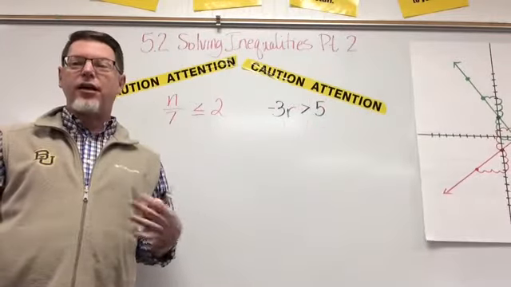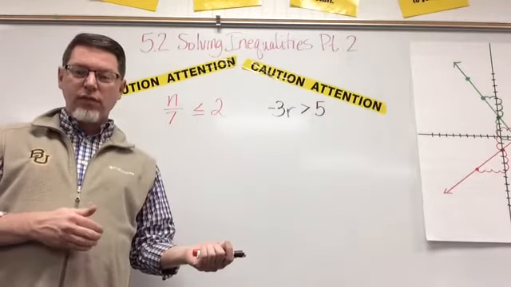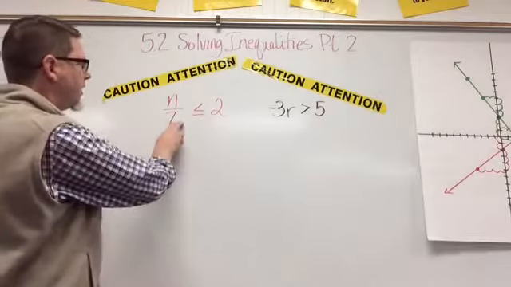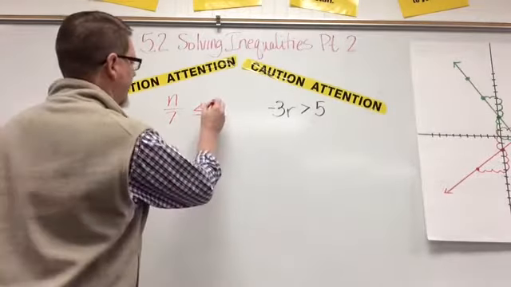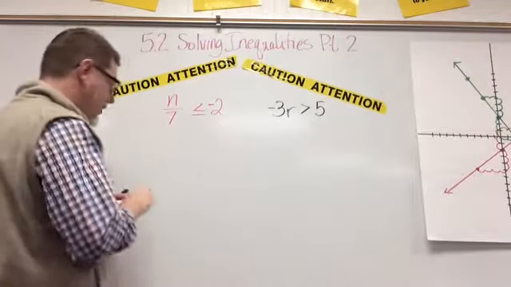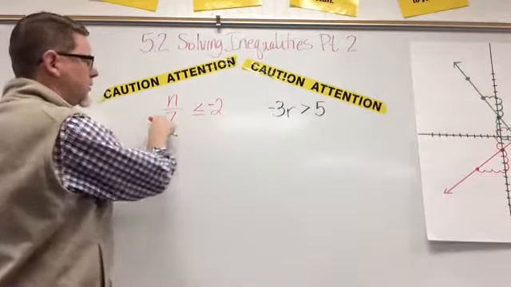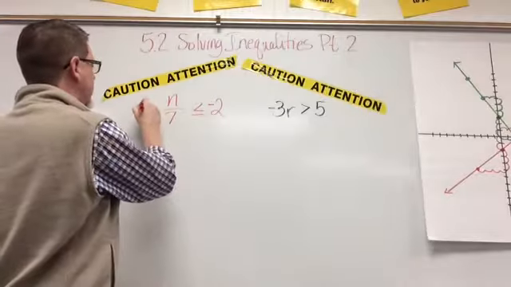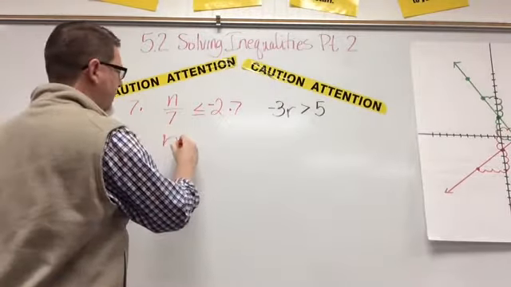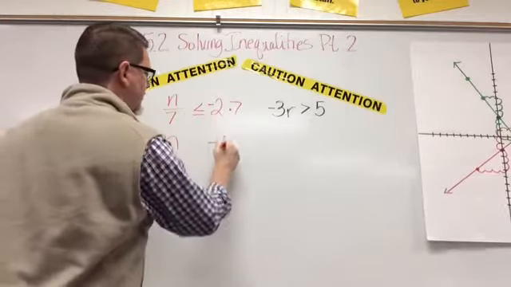Just to reiterate that caution, I want to show you one where we do reverse the symbol and one where we don't. Okay? So I've got n, sorry, that's supposed to be -2 right there. I've got n over 7 is less than or equal to -2. Okay? So what am I going to do to both sides? Multiply by 7. And I'm multiplying by +7. So this becomes n, and -2 times 7 is -14.